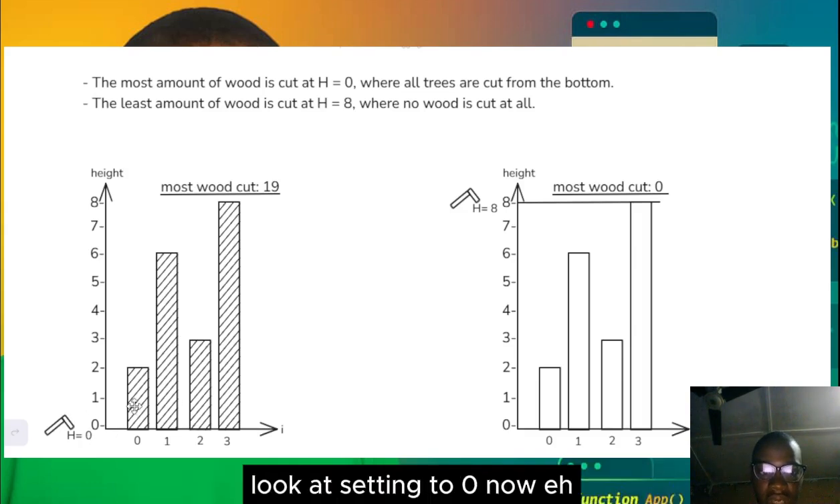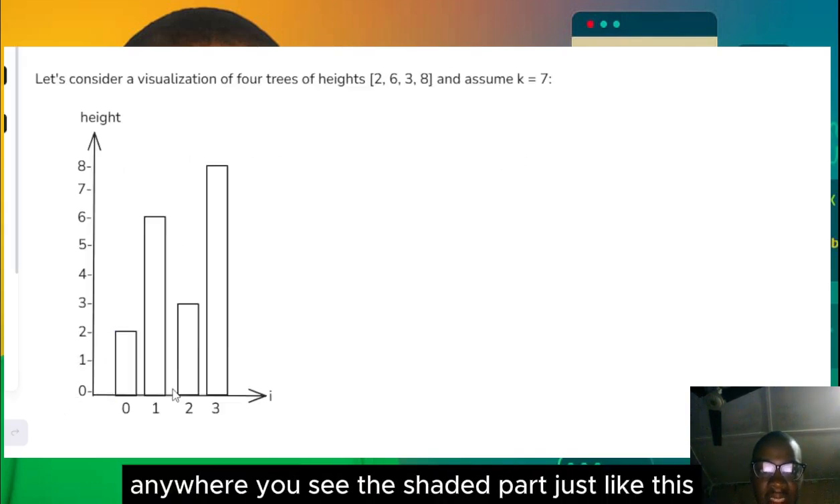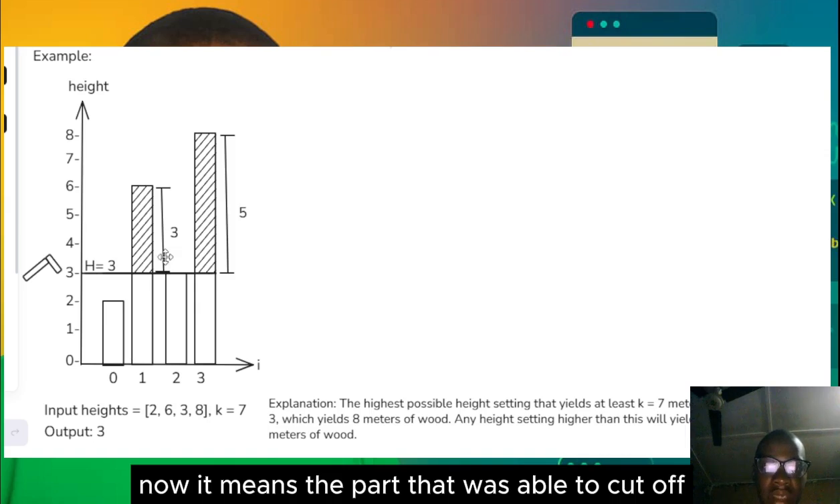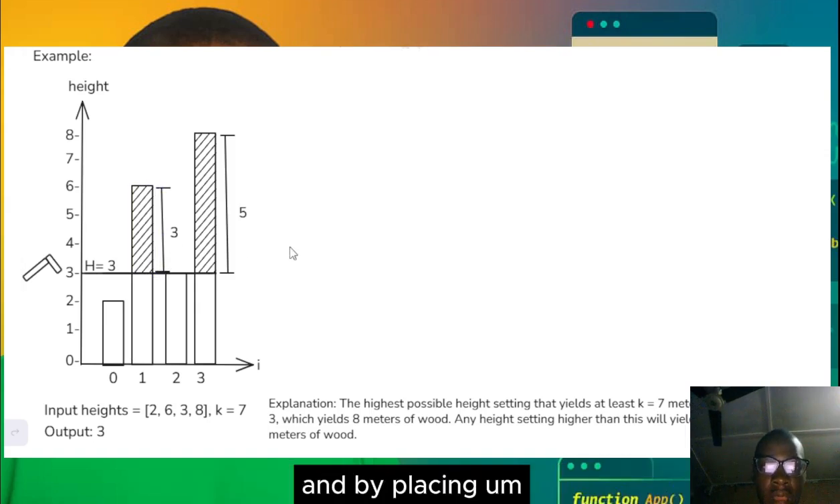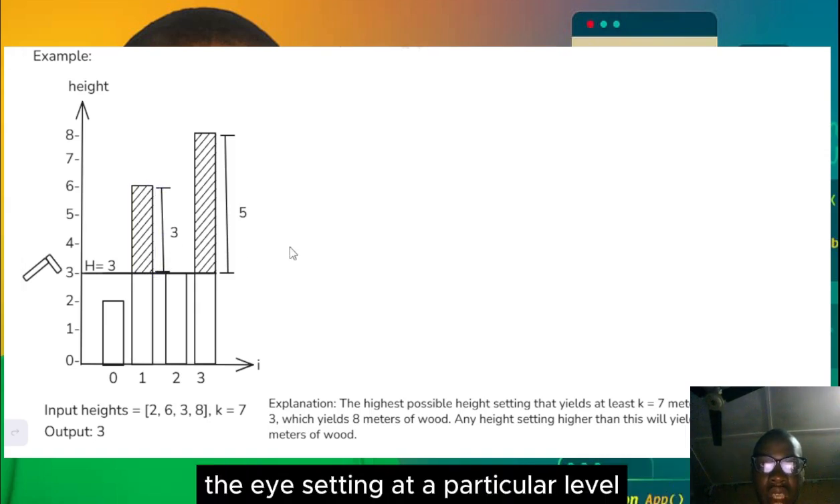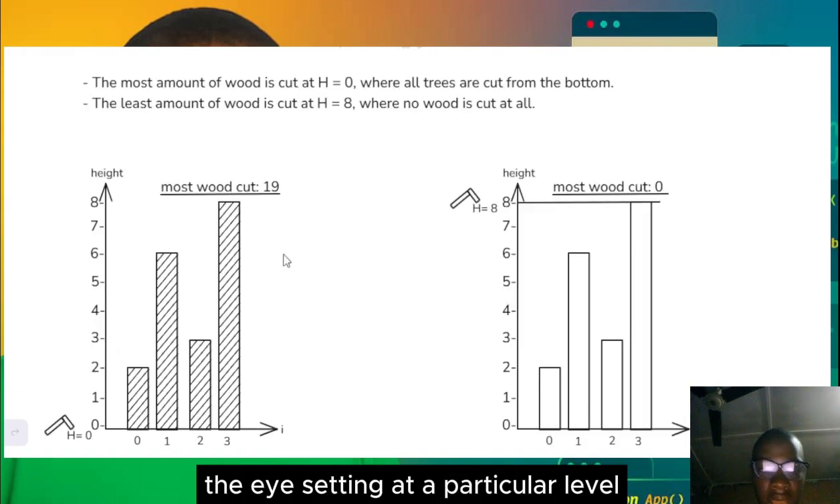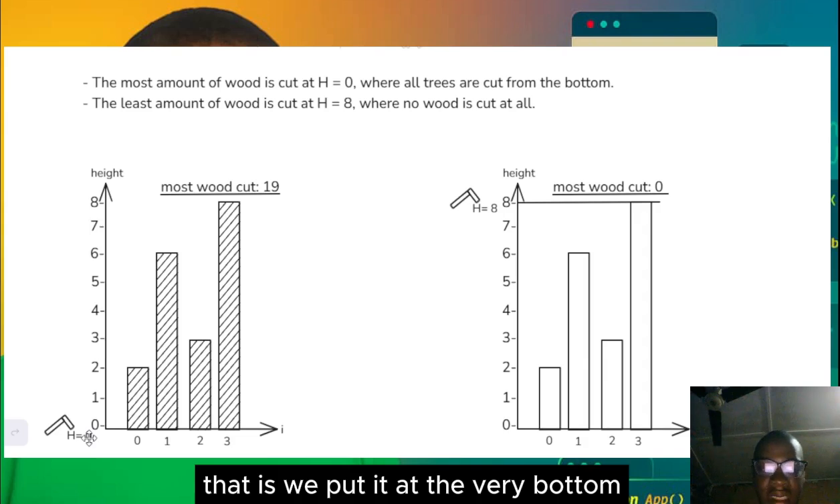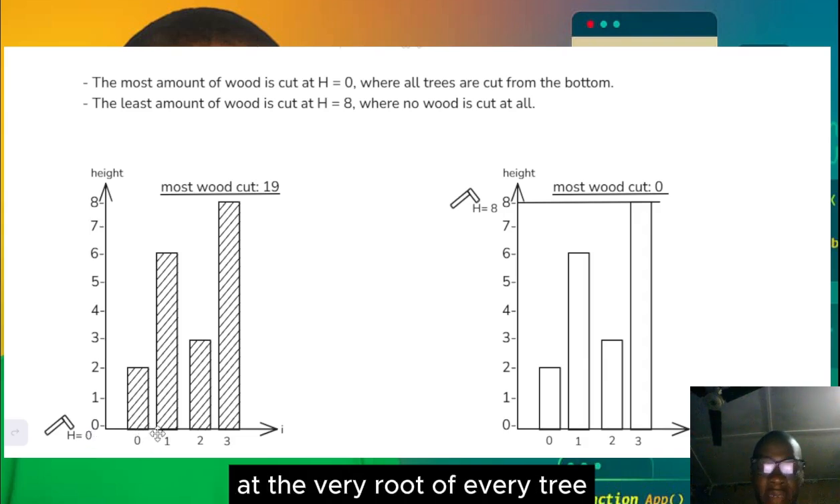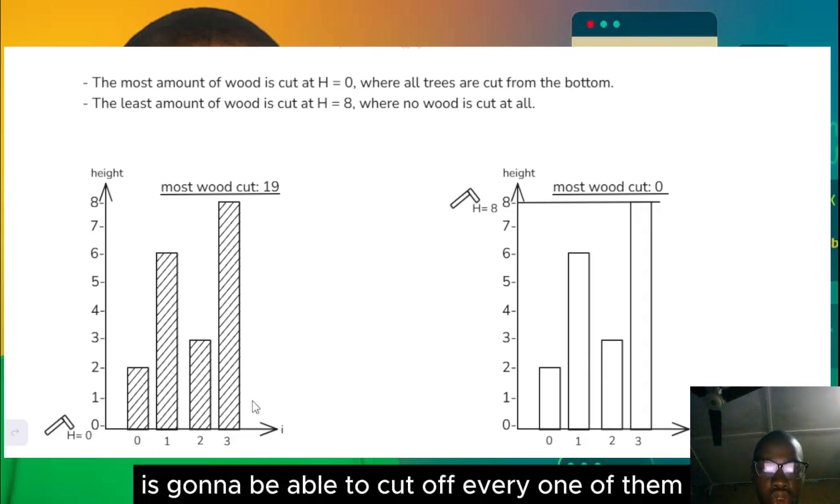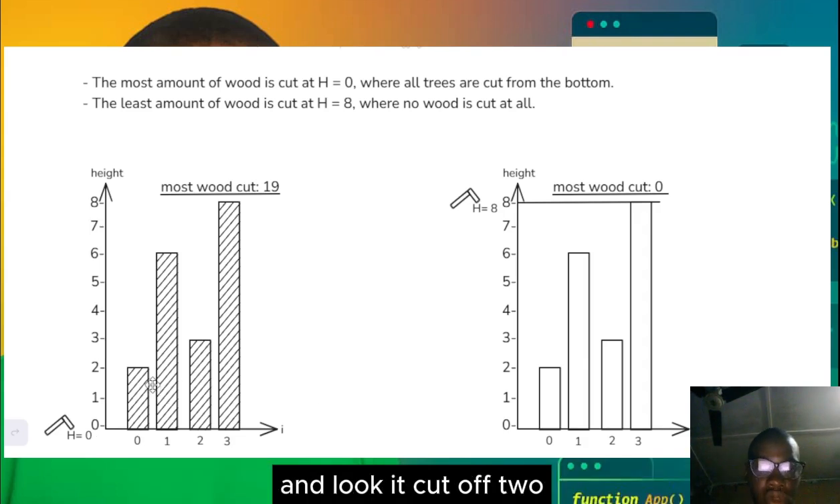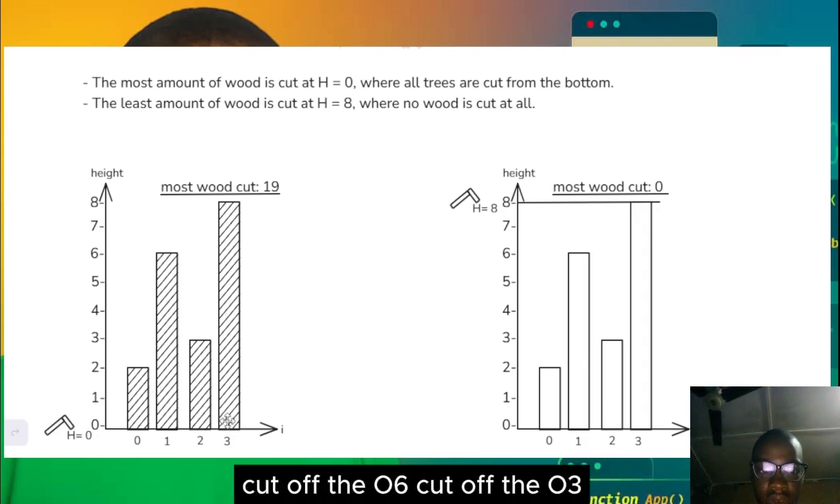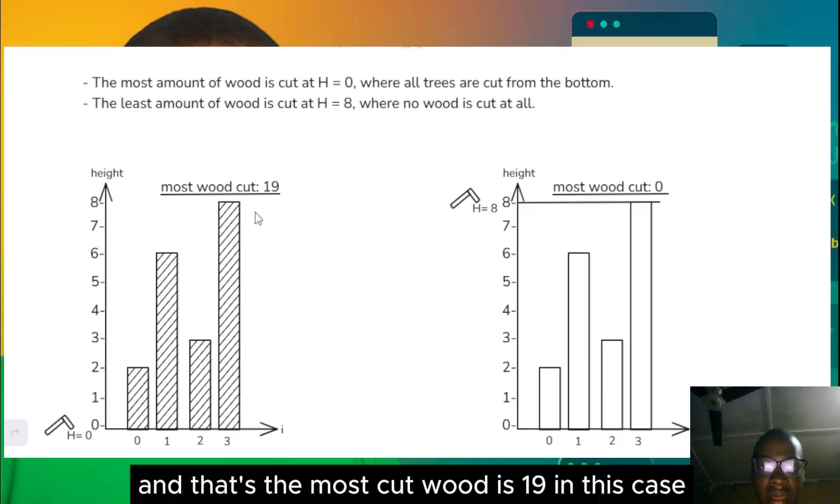Look at setting it to 0 now. The shaded part is the part that was cut off by placing the height setting at a particular level. So when we put the height setting h at 0, that is, at the very roots of every tree, it is going to cut off every one of them. It cuts off 2, 6, 3, 8, and the most cut wood is 19 in this case.